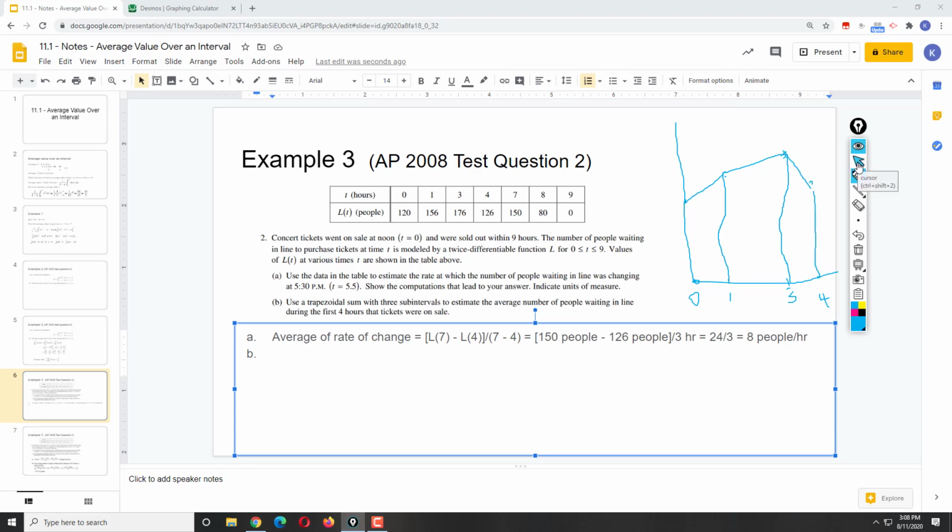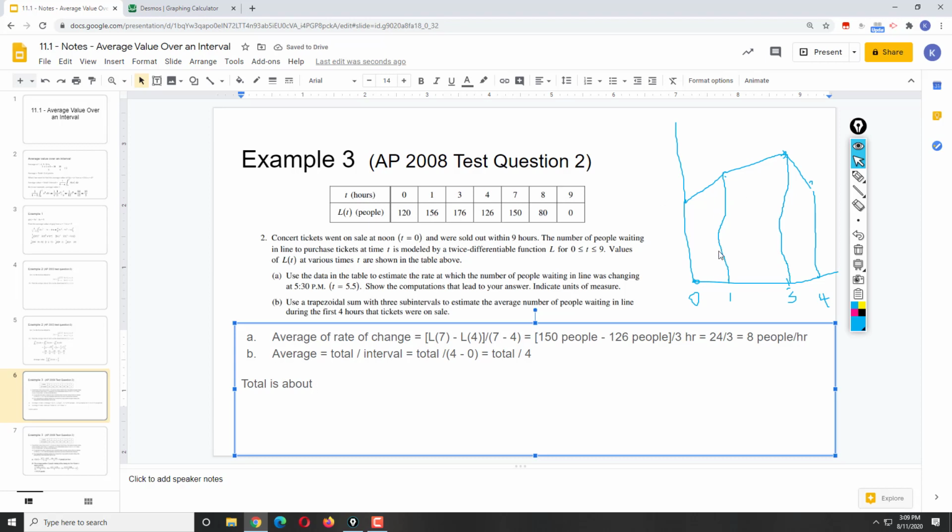And we know that, again, the average is going to be the total divided by the interval, which is the total divided by 4 minus 0, which is the total divided by 4. We want to estimate the total using the trapezoidal sum. So the total is about our trapezoidal sum.